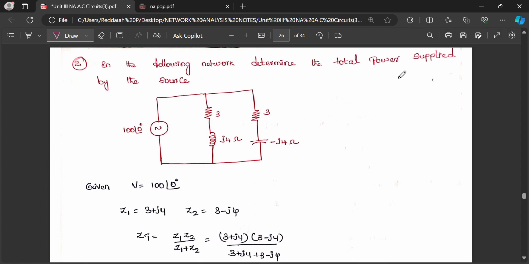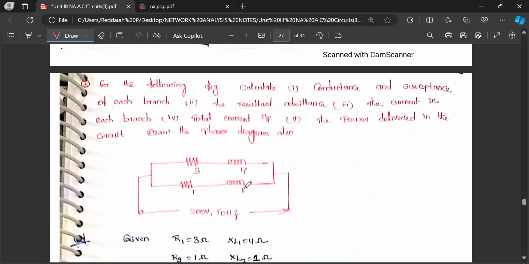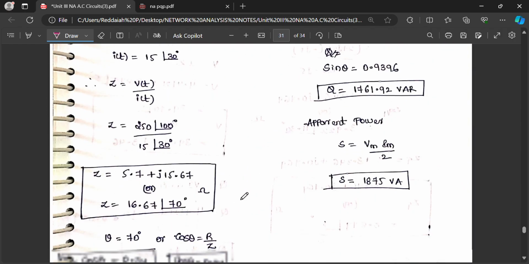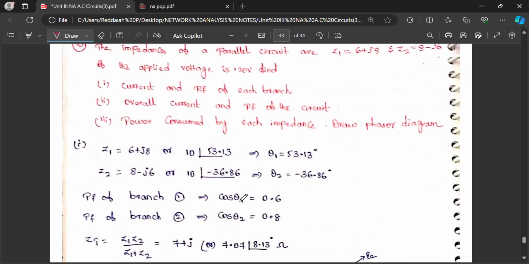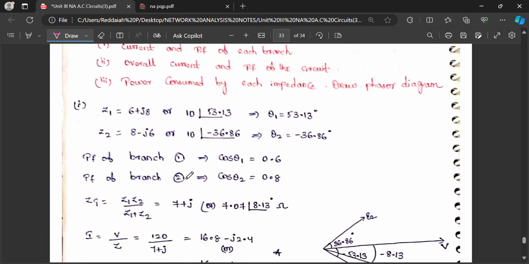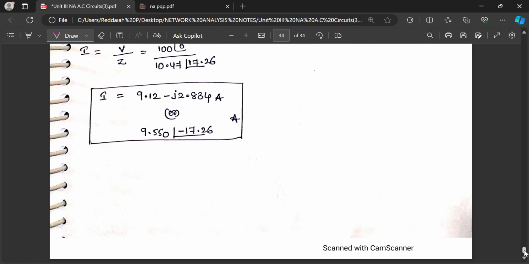Similarly, another problem: total power supplied by the source. Total power supplied by the source. If you solve a number of problems, then you will get it easily. You can find the link in the description. These are so many solved problems. Again, 3 impedances Z1, Z2, Z3, like that. If they are connected, you can solve it. This is about unit 3.